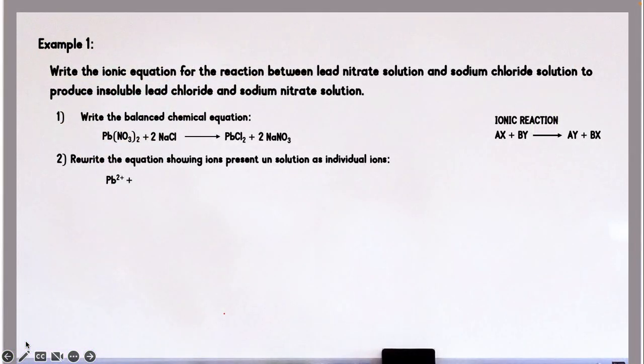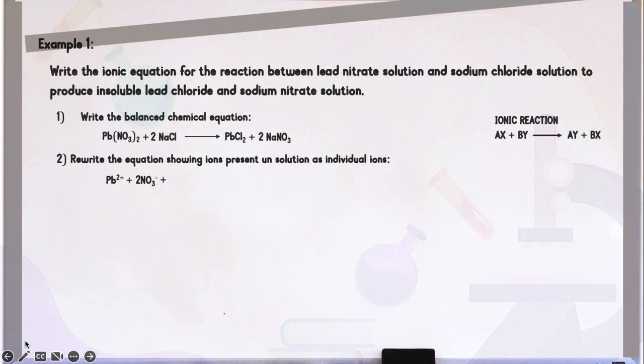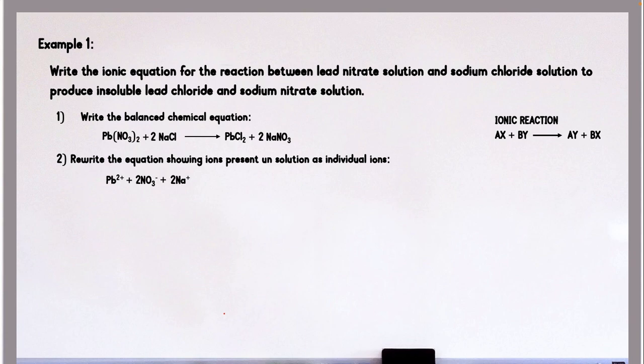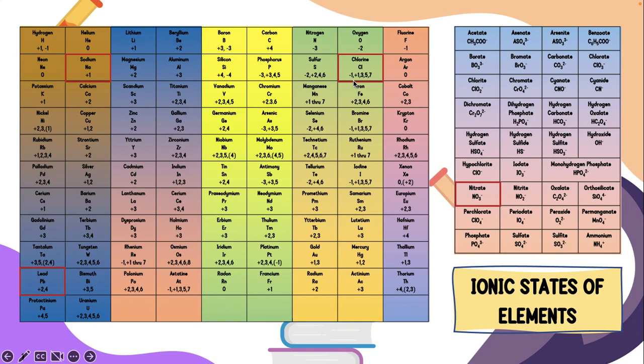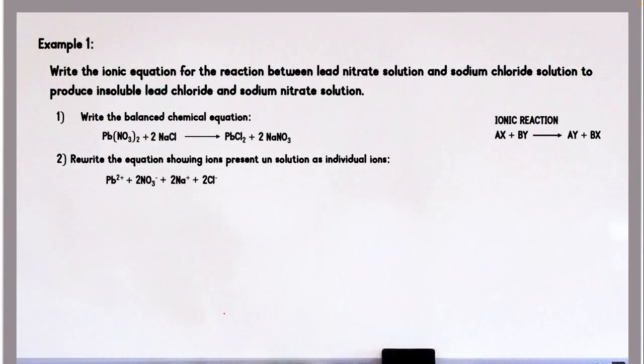Okay, so we'll then have 2NO3 minus plus sodium. Sodium would be +1, so we have 2Na plus. Chlorine would be minus, so we have 2Cl minus.